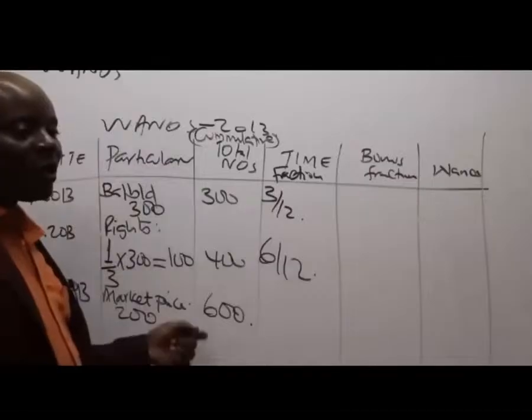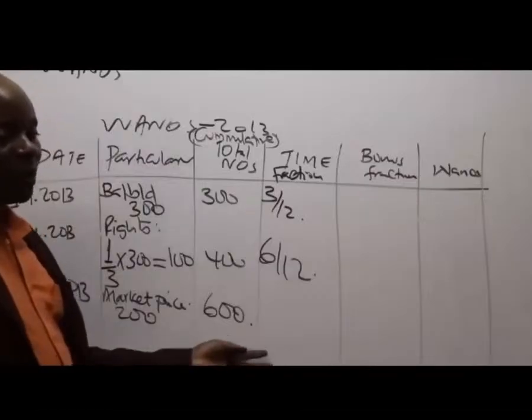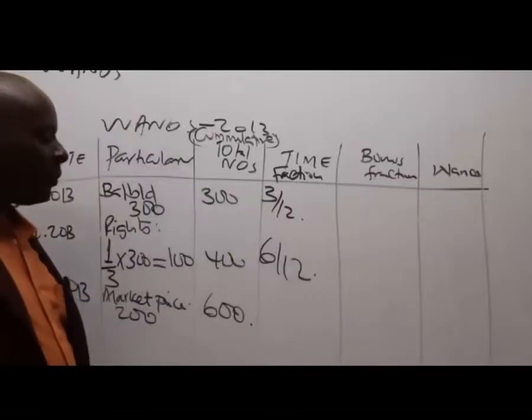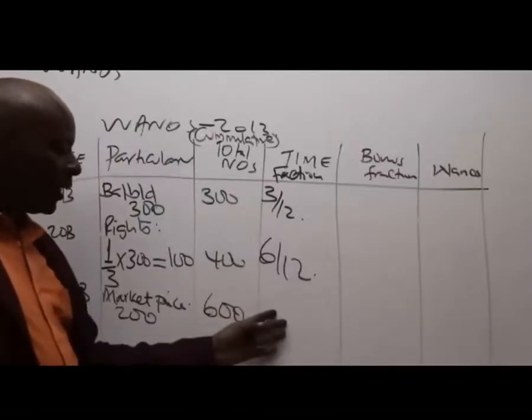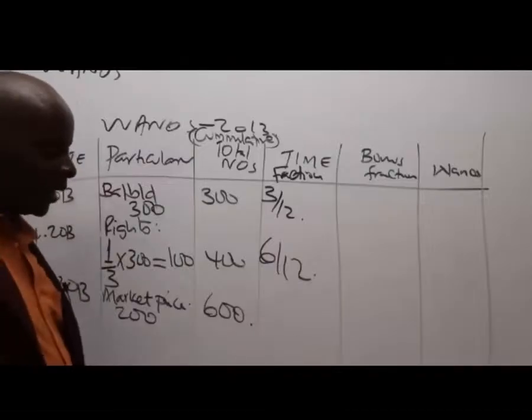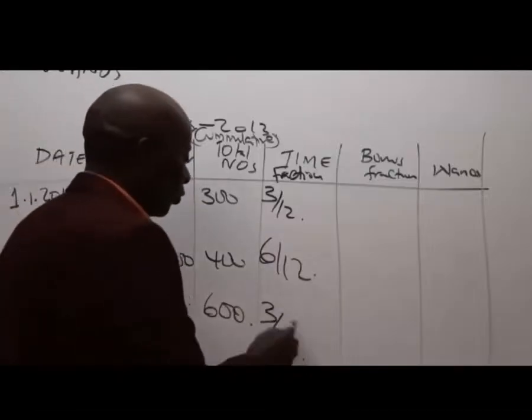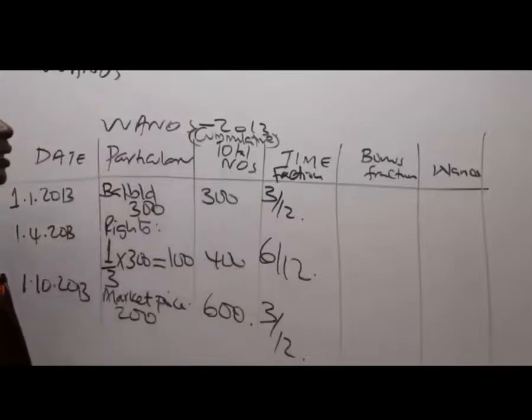Because there were only 3 transactions, even without counting, I know counting at times is not very easy, I can use the balancing figure concept. How many months to the end now? It will be 3 out of 12. 3 out of 12.